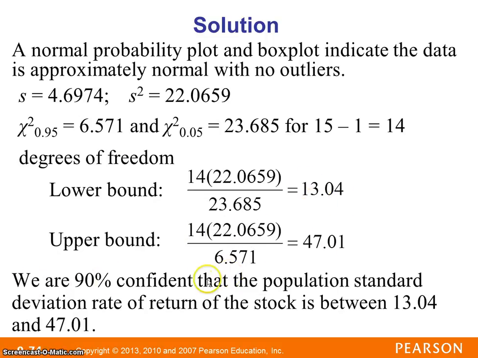So we're 90% confident that the population standard deviation of the rate of return for the stock is between 13.04 and 14.01, right? That may not be a very good, pretty broad range there, but in this case, that's the best we can do. If you wanted a smaller confidence interval like 80, then you could maybe make that a little bit tighter.